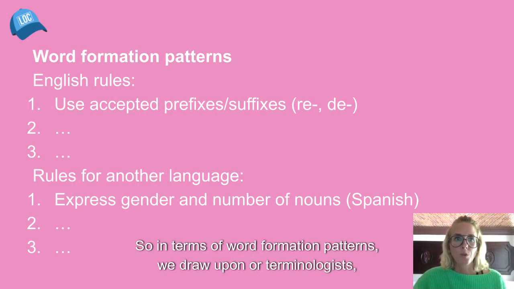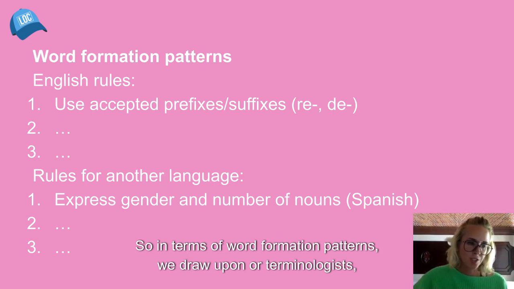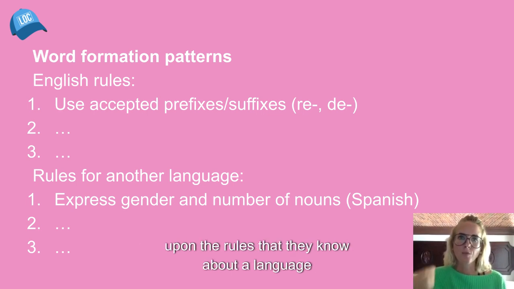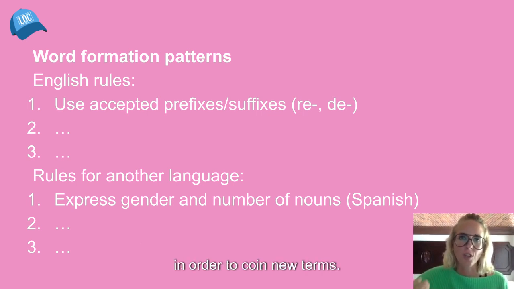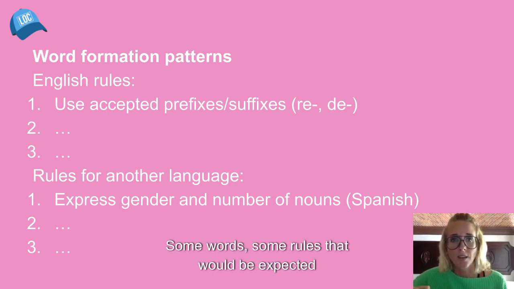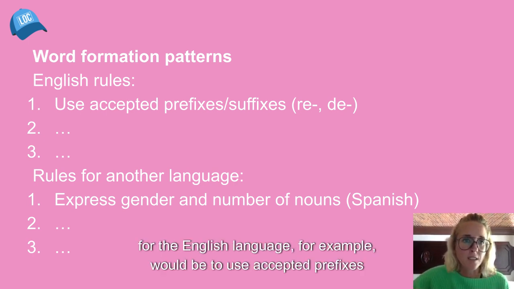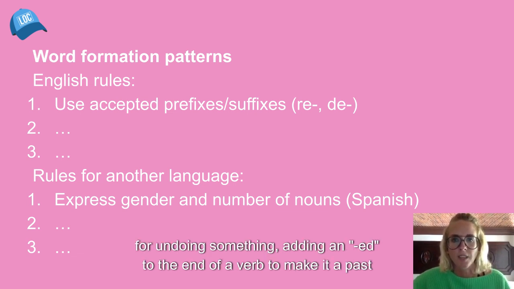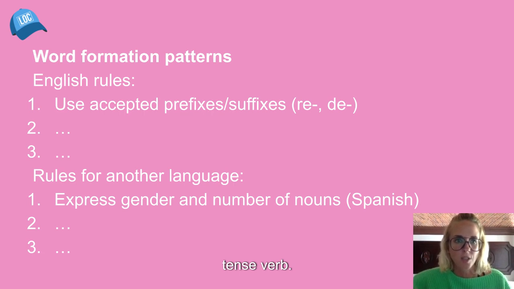So in terms of word formation patterns, terminologists, terminology inventors, technobabble creators draw upon the rules that they know about a language in order to coin new terms. Some rules that would be expected for the English language, for example, would be to use accepted prefixes and suffixes, like re for doing something again, de for undoing something, adding an ed to the end of a word to make it a past tense verb.